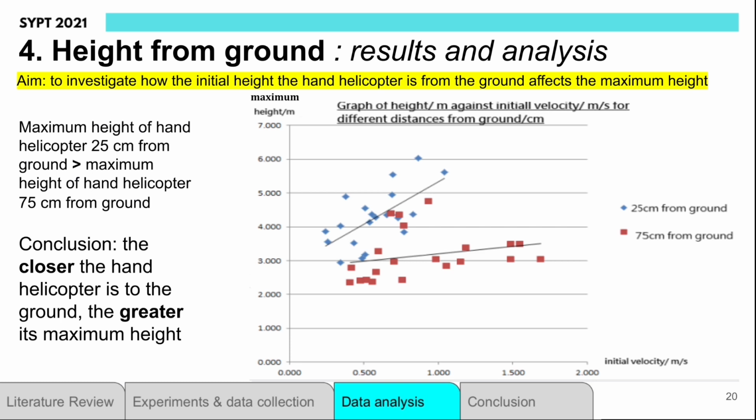This is the graph of height against initial velocity for different launching heights of the hand helicopter from the ground. When the hand helicopter is 25 centimeters from the ground, it is able to fly higher than when it is 75 centimeters away from the ground, comparing the same initial velocity. The closer the blade is to the ground, the greater its maximum height.